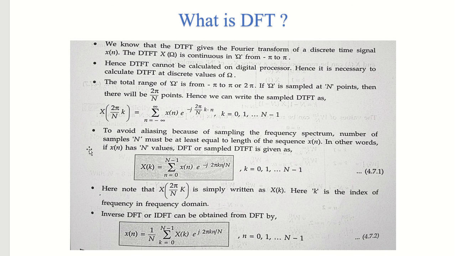So again, if I'm taking n number of samples, then there will be 2 pi by n points, right? And because of that, you can write the equation of your DTFT as this equation, right? X of 2 pi by n into k is equal to summation of n equals minus infinity to infinity x of n e raised to minus j 2 pi divided by n k into n, where k's value will keep varying, right?